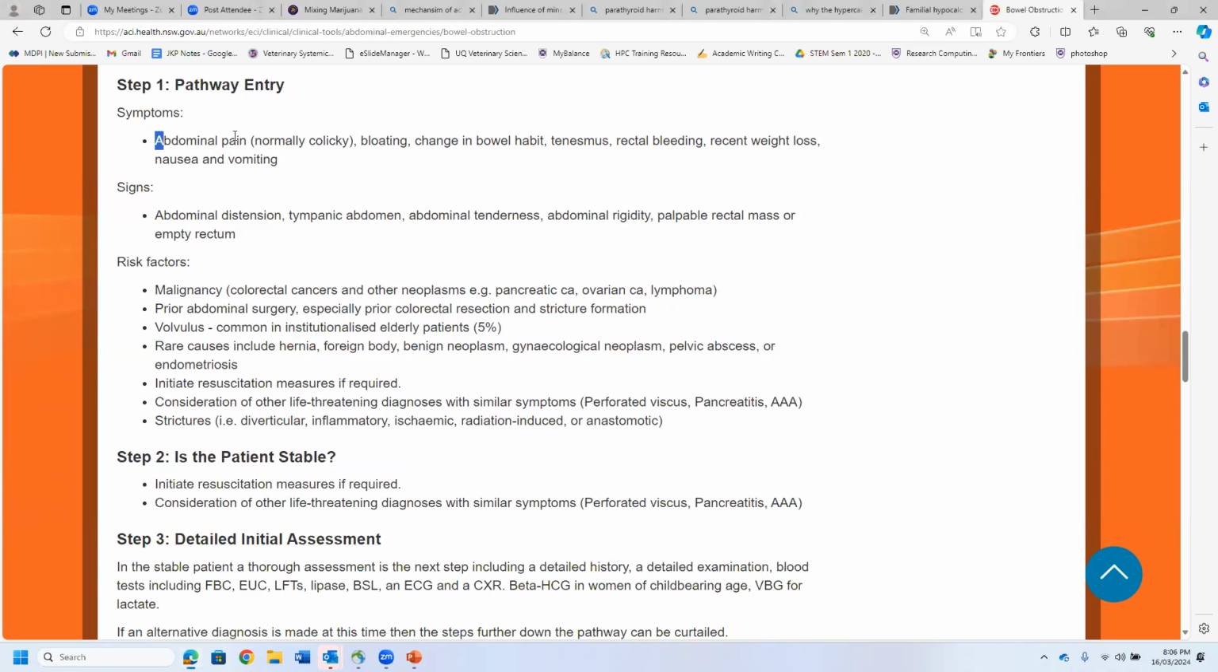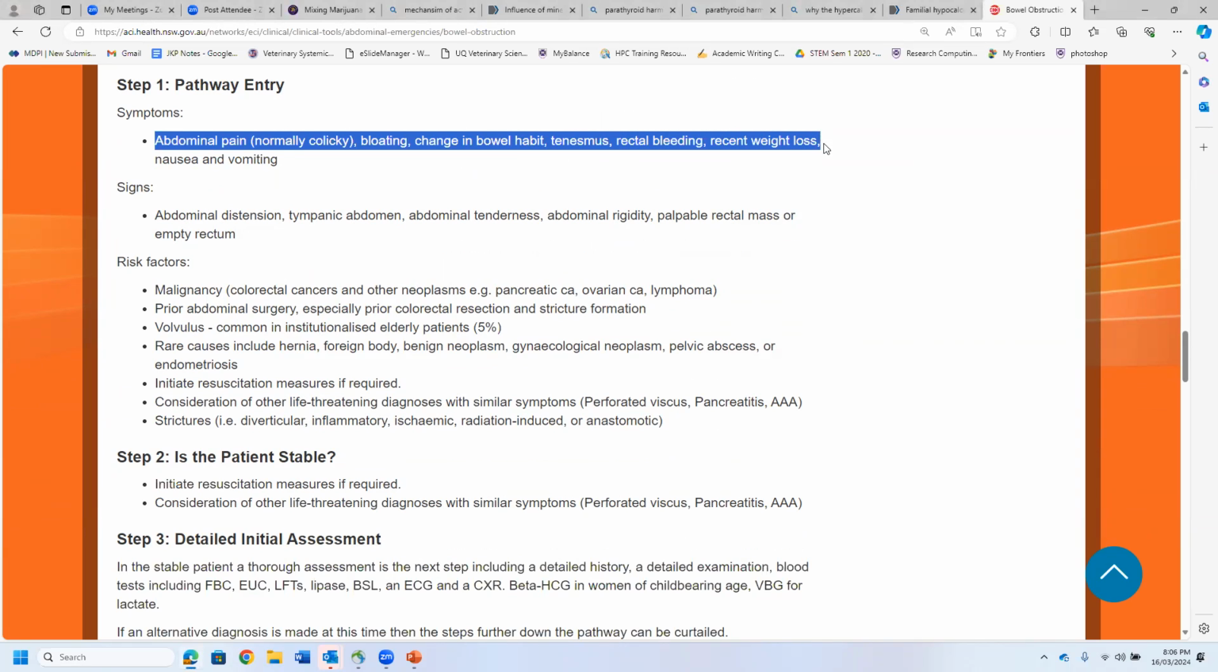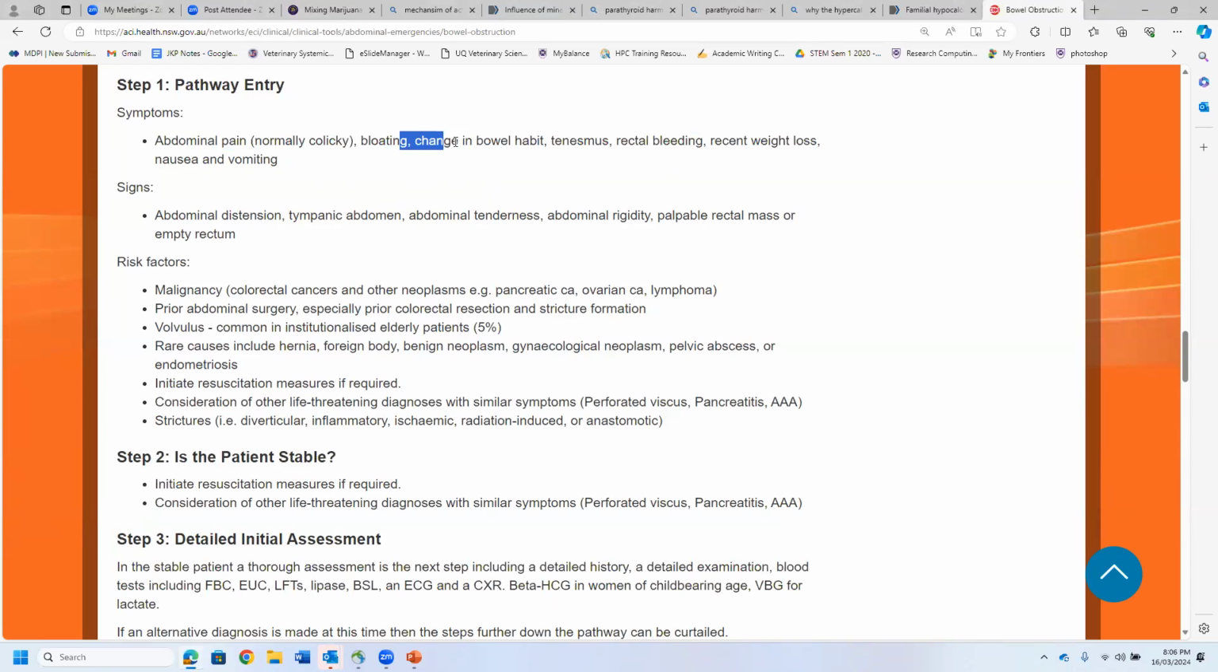So if you look over here, these are the signs and symptoms of mostly cancer. So change in bowel habit, tenesmus meaning incomplete emptying of the rectum, rectal bleeding, recent weight loss, these are signs and symptoms of cancer. So if they haven't given you any clue like this in the question, don't go for cancer option. Signs will be abdominal distension will be there, tympanic abdomen, tenderness, rigidity, palpable rectal mass, or empty rectum.